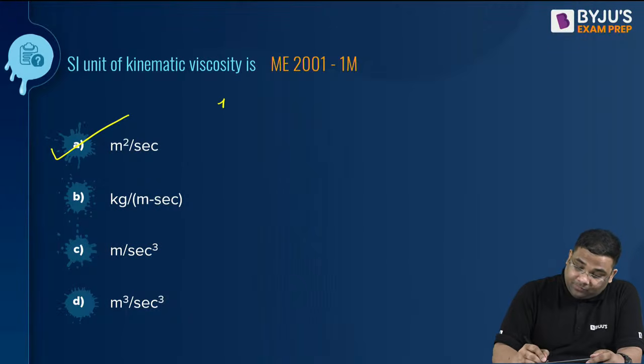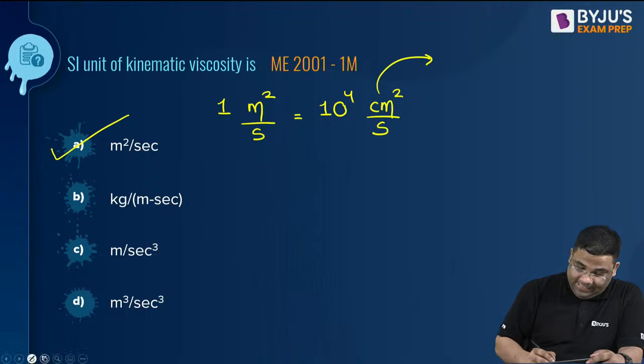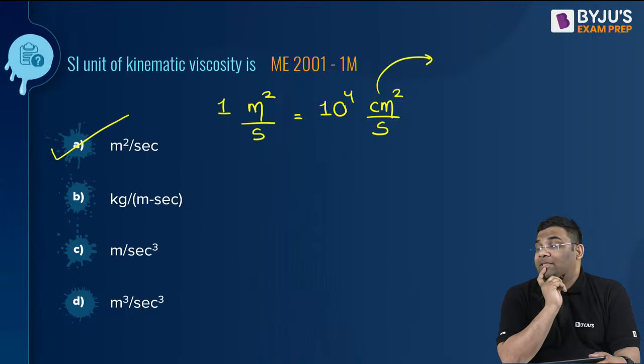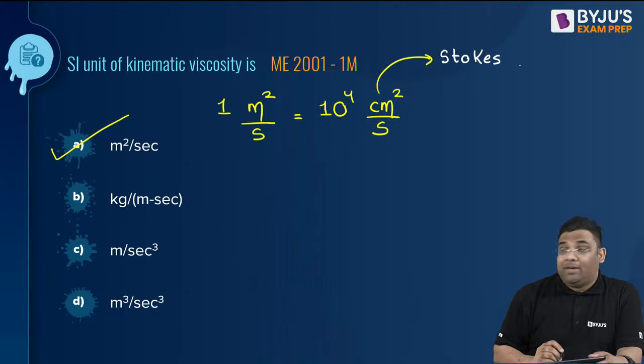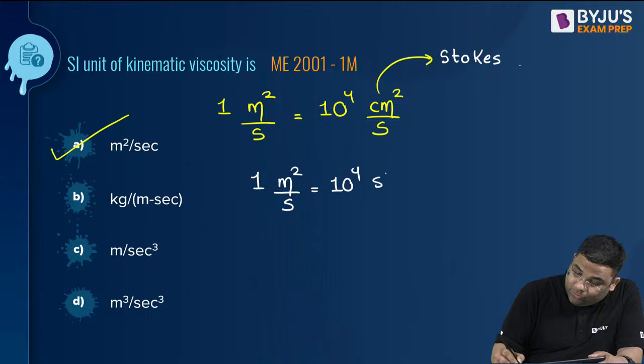Now you see, 1 meter square per second is 10 to the power 4 centimeter square per second. And what is this entity? Centimeter square per second, what is this known as? Tell me, please write in the comment section. Yes, this is Stokes. So you should remember that. Your 1 meter square per second is equal to 10 to the power 4 Stokes.